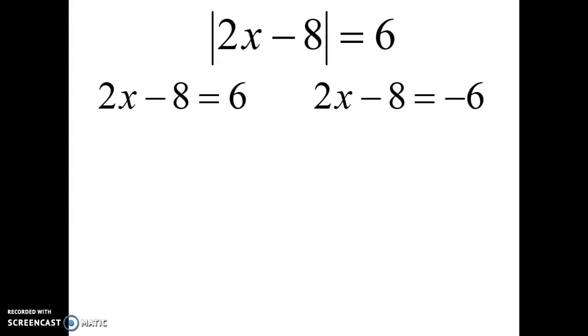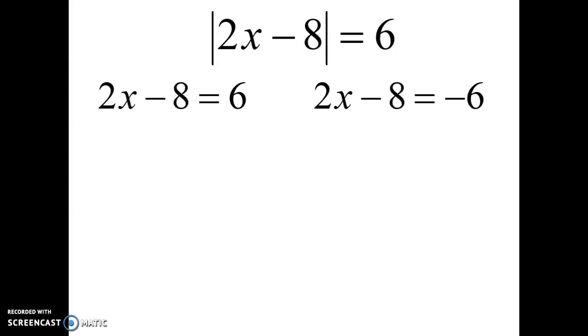Okay. And then the other thing about these is you have to get the absolute value brackets completely by themselves and isolated before you can make the two equations. So if you have something that's added or subtracted or multiplied or divided on the outside of the brackets, before you can make your two equations, you have to get rid of those so that the absolute value brackets are entirely by themselves on one side of the equation.